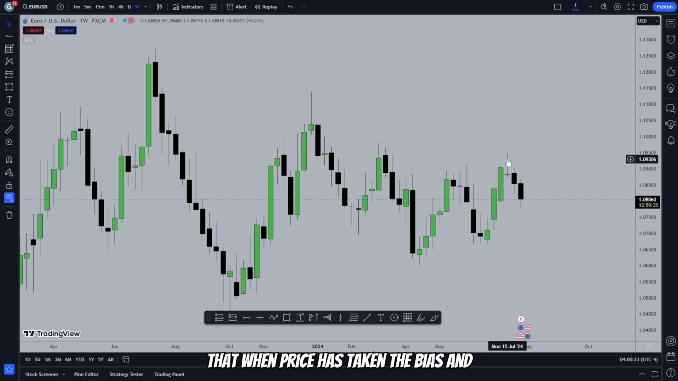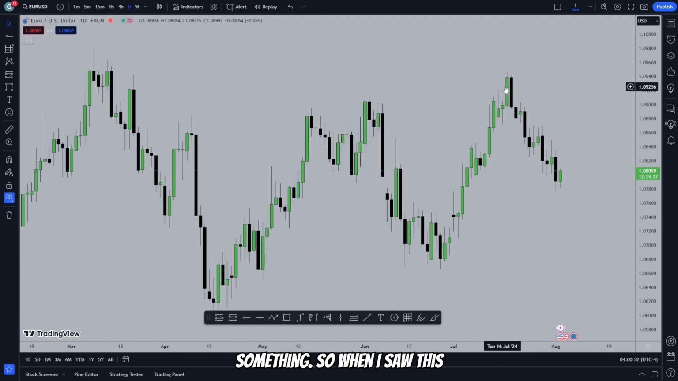It means that when price has taken the buy side liquidity, stop, right? Just wait for some confirmation on the daily time frame or something. So when I saw this confirmation over here, I saw that price has taken the buy side liquidity right over here, and now I want to see the market go bearish from here, and I can see that there's this bearish move, it went down and took the low of this candle.